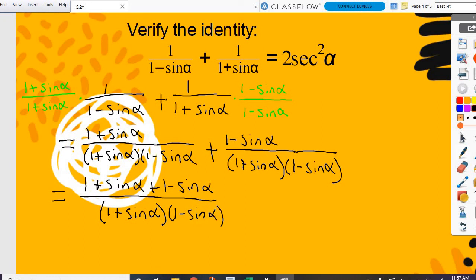So then notice on top, if we simplify our addition, what are we going to end up with? Just 2, right? Because 1 plus 1 gives us 2. And then sine of alpha minus sine of alpha is 0. Well, that's helpful because on the right-hand side of my beginning statement, I have a 2 there. So we know we're a little bit closer. But right now we still have signs in our denominator. So what might we do?